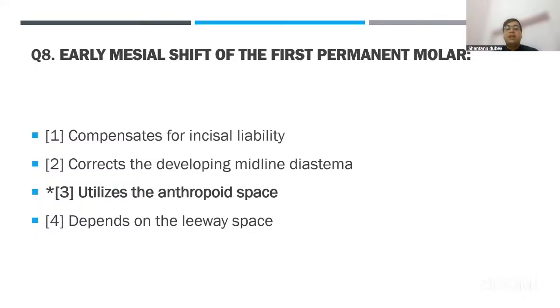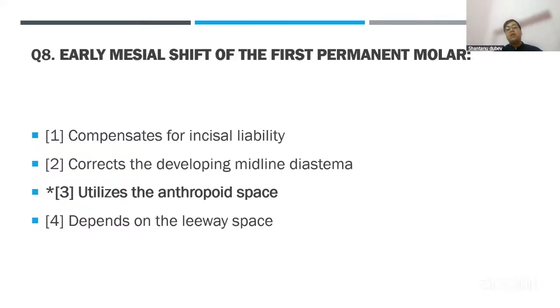Corrects developing midline diastema. Okay, we all know that the developing midline diastema is corrected by the eruption of canine and not the first molar. So that is also out of the question. Depends upon the leeway space or anthropoid space. Now, this is a basic confusing option. These two options are given to confuse you, right? Whether to go for leeway space or anthropoid spaces.